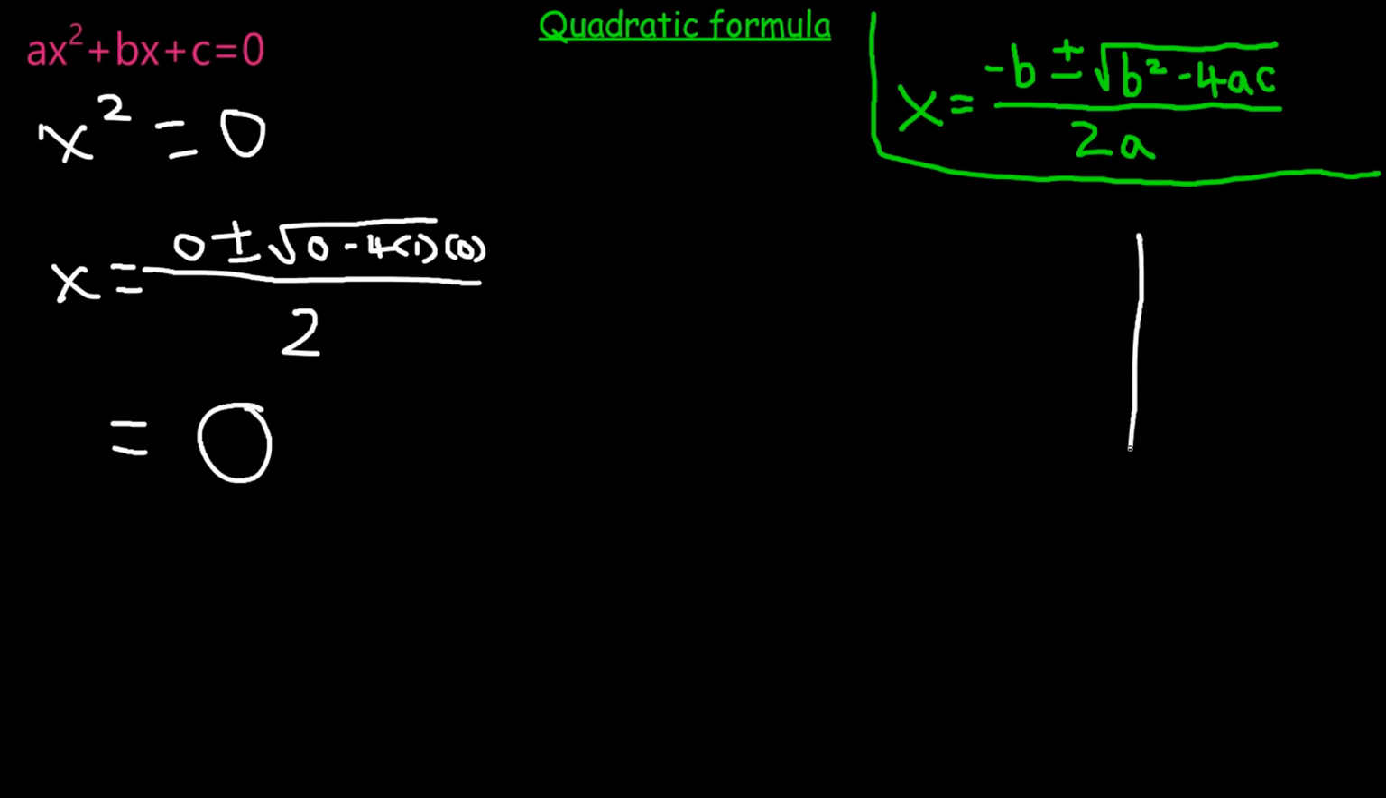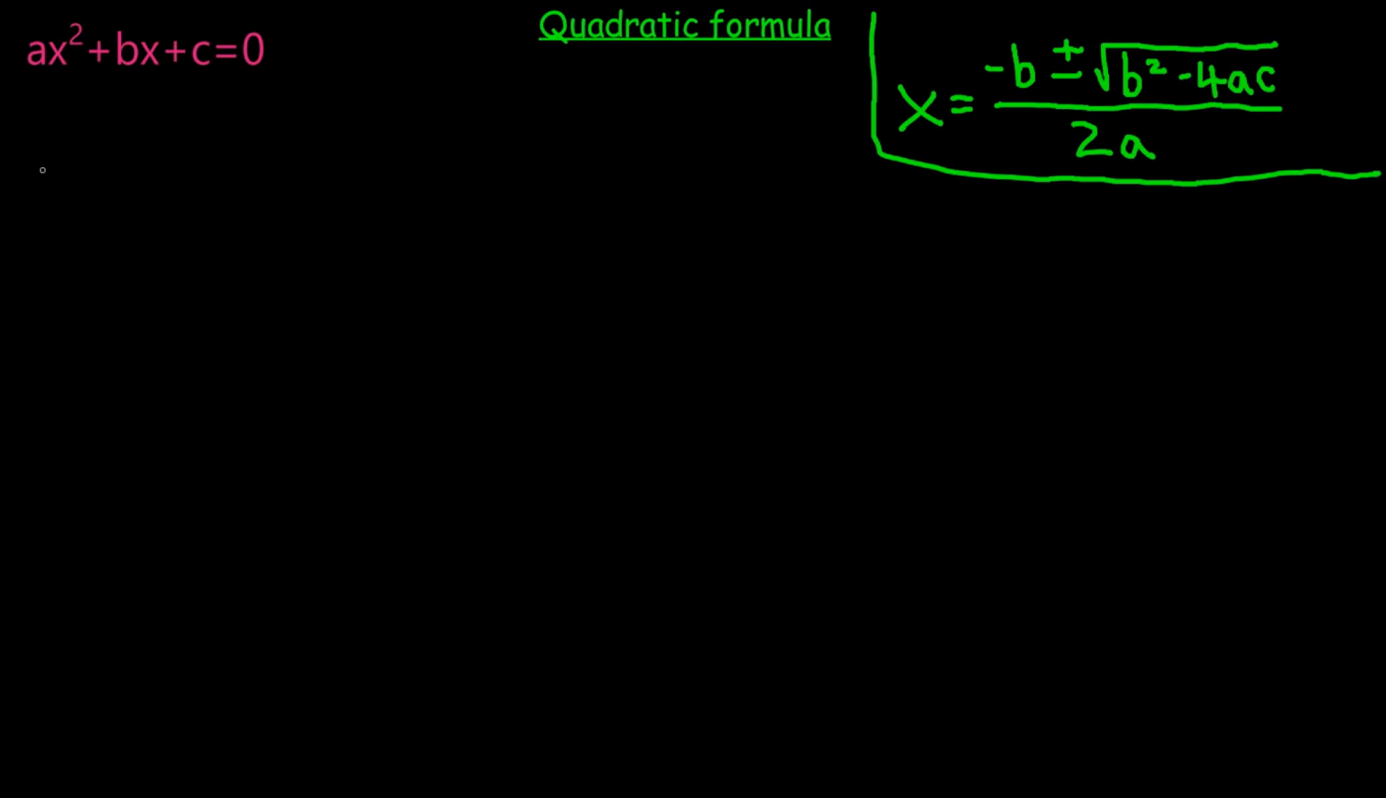So you know the graph of x squared looks a bit like this. The only place it touches the x-axis is 0. So let's move on to another one.